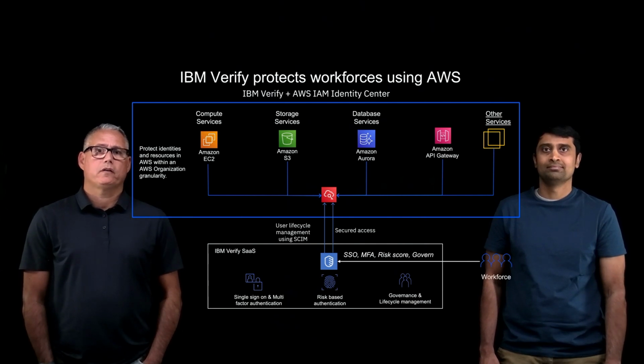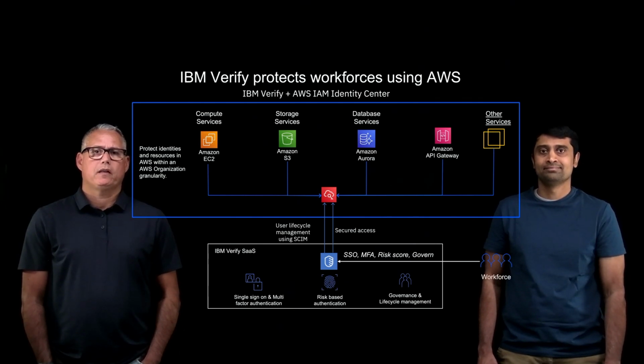AWS IAM Identity Center manages permission across various AWS services such as Amazon EC2 compute services, Amazon S3 storage services, Amazon Aurora database services, Amazon API Gateway, among other things. These services allow users to perform various operations such as start, stop, create, delete, get, update those resources depending on the assigned permissions. Amazon IAM Identity Center also exposes a user lifecycle management endpoint that uses the SCIM protocol to be able to manage the permissions associated with those identities.